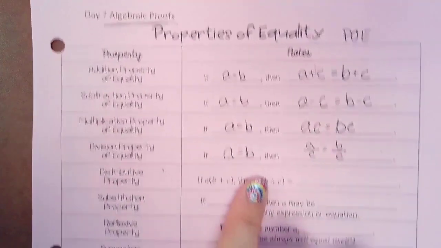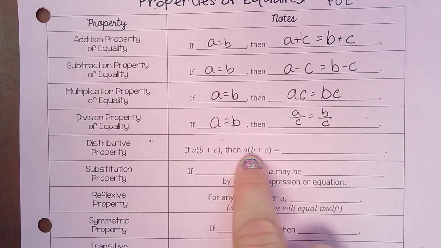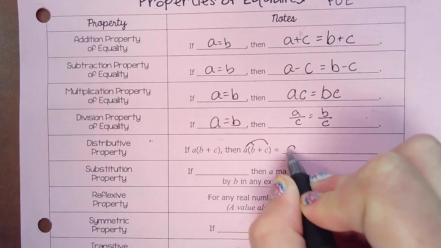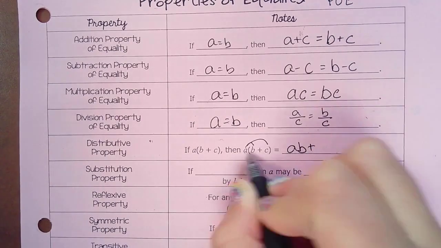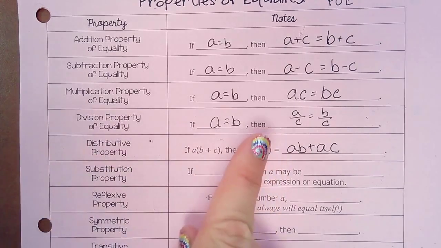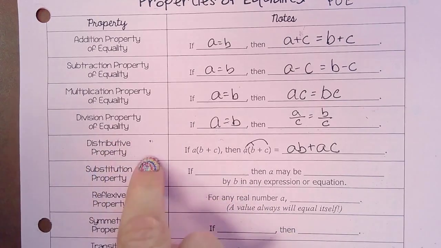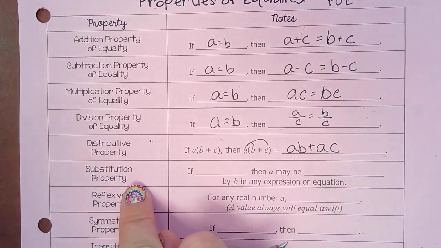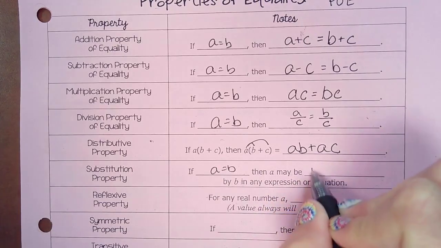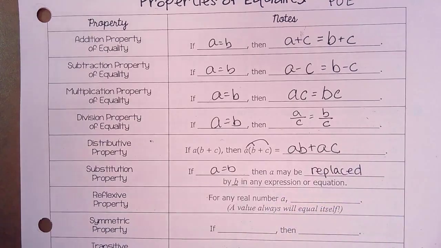Next, something you're probably more used to using. If I had A times parentheses B plus C, then that is equal to me distributing these two things. So AB plus AC. That is distributive property. Even though these are properties of equalities, for the rest of these, we don't have to write property of equality, we just write distributive property, substitution property. So this next one, if A equals B, then A may be replaced by B in an expression or equation.